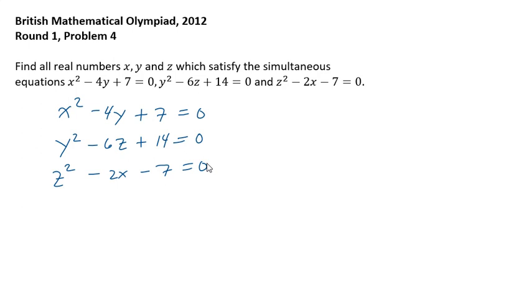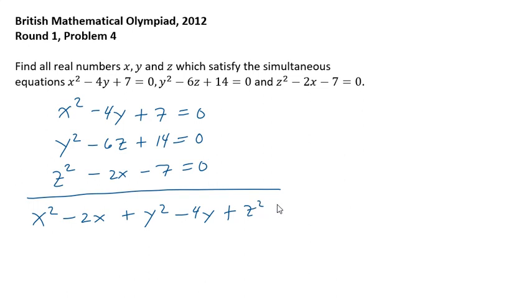Alright, when I first saw this problem, I immediately thought of adding the three equations because I observed that we can actually form an equation containing perfect square trinomials which we can use to analyze the problem. So let's do that. Now I'm going to group the terms with x, y, and z respectively. So if we add this, we can have x squared minus 2x plus y squared minus 4y plus z squared minus 6z plus 14 equals 0.